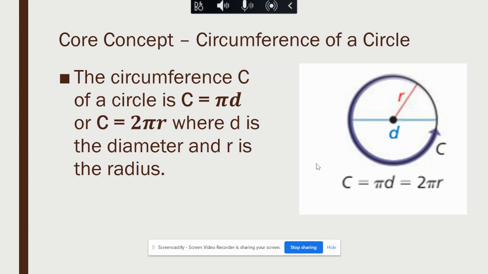Okay, we're going to look at the circumference of a circle. The formula they developed noticing this pattern was the circumference is equal to pi times the diameter. Or we can change that diameter to 2 times the radius, and we rewrite it in this form, 2 pi r.